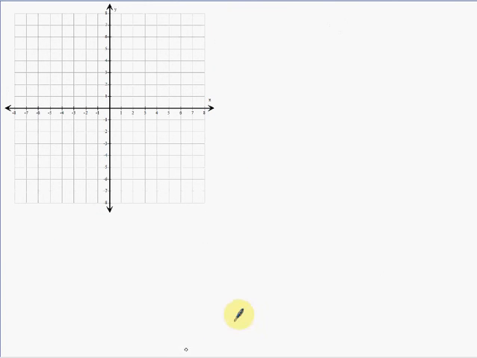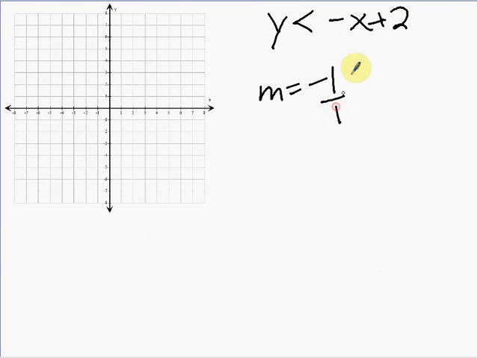So let's see here. Let's go with y is less than -x plus 2. Alright, so we find a slope, -1. If you want to make it a fraction, put a 1 underneath. Y-intercept is 2. And let's go ahead and graph starting with our anchor point at 2.